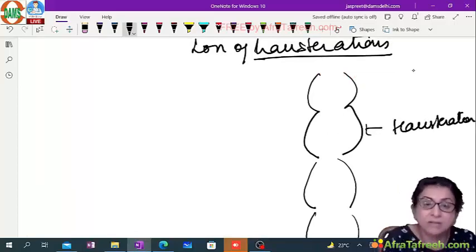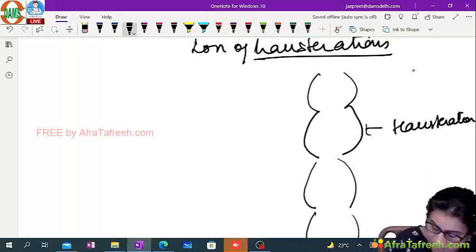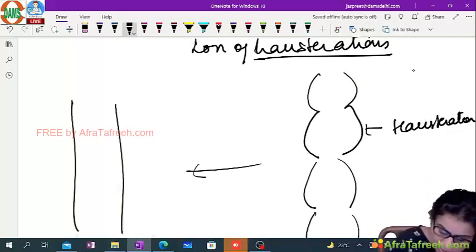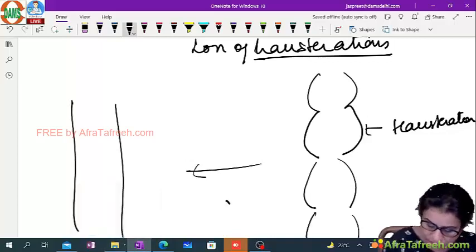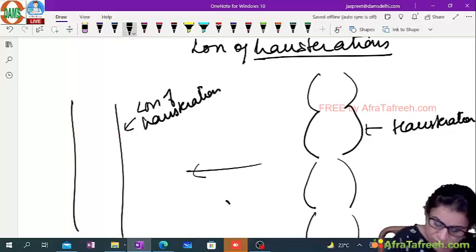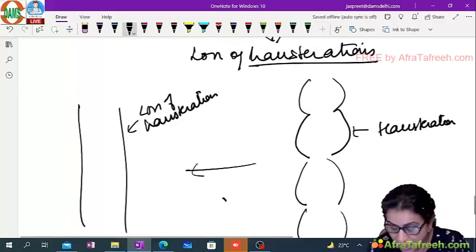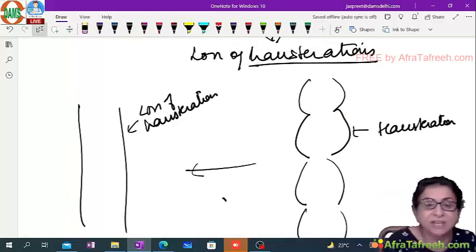Now in Crohn's disease and ulcerative colitis, these haustrations are lost and the large intestine appears like this. There is loss of haustrations, so the whole intestine appears like this. This is called lead pipe or garden hose appearance. Now why are there haustrations and why are they lost here?